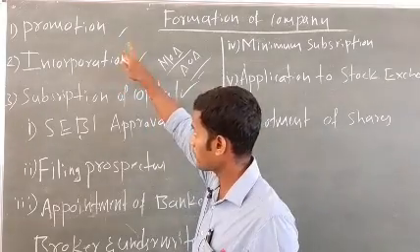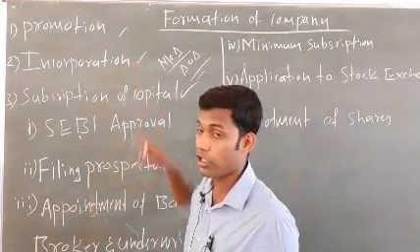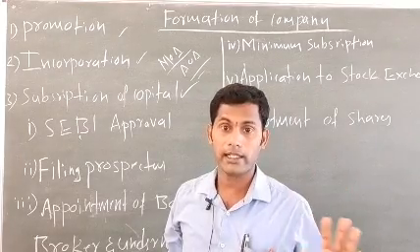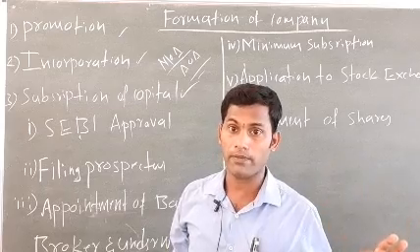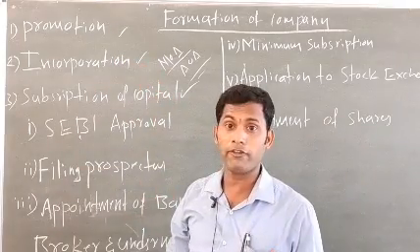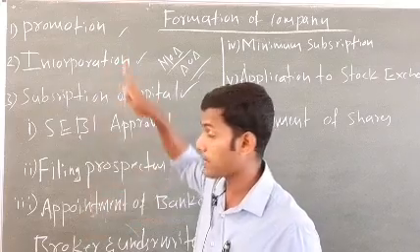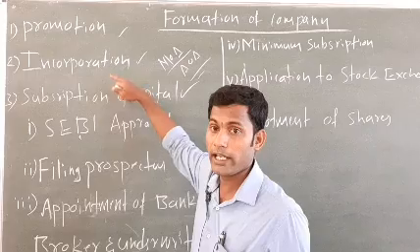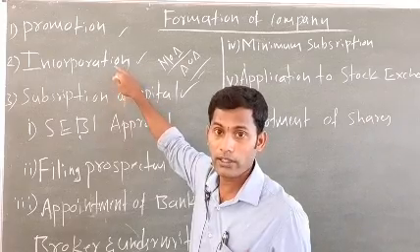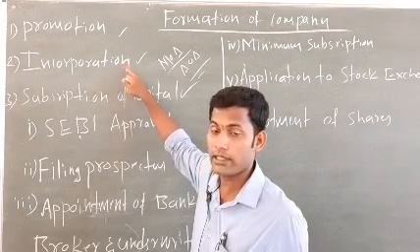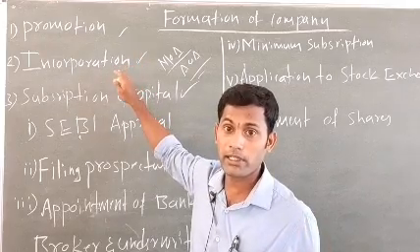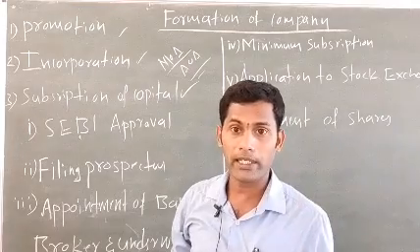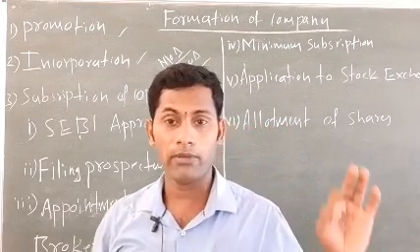I repeat: first step promotion, second step incorporation. After incorporation, the company gets legal existence and becomes an artificial person. Only two steps are enough for a private company. After the second step, they get the certificate of incorporation. Right after getting the certificate of incorporation, they can commence their business. This is applicable only to the private company, because a private company cannot raise funds from the public.